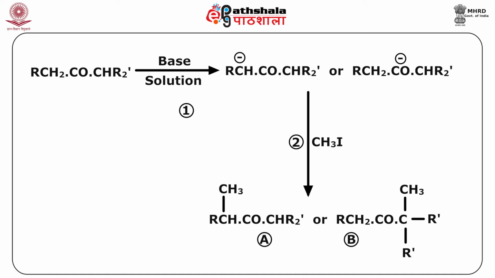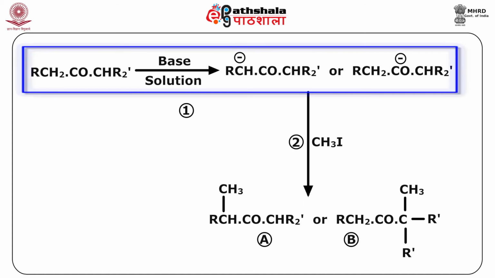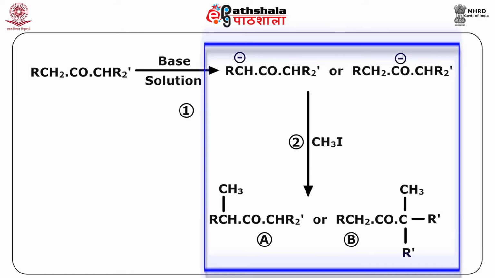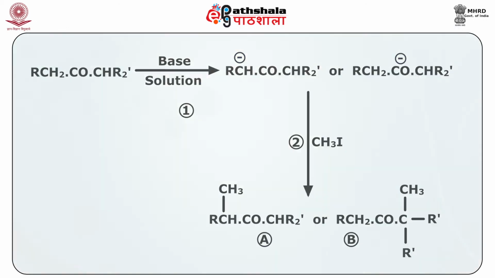Here it is a base solution and methyl iodide, and we ask what kinds of products are possible. The first reaction is deprotonation on the alpha or alpha dash position, which is an acid-base reaction, and the second reaction is an SN2 reaction. The carbanion is the nucleophile and CH3 from the methyl iodide is the electrophilic agent.